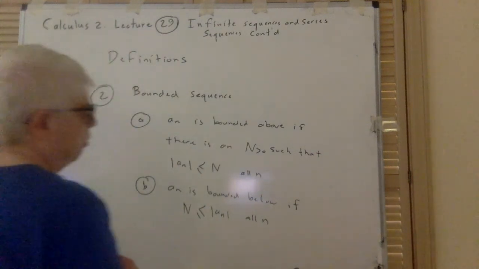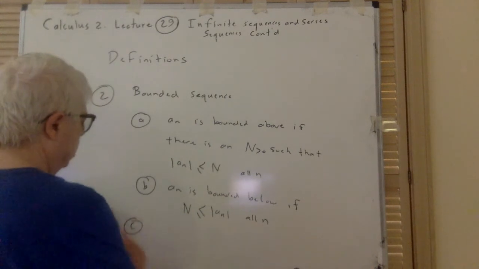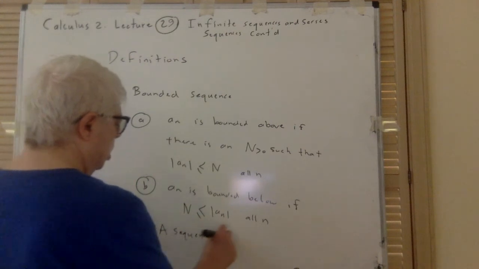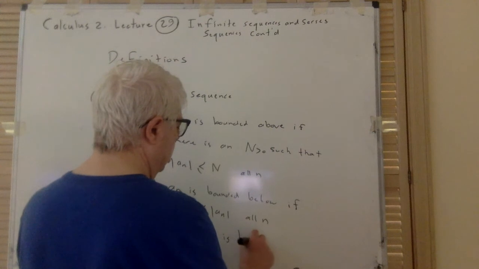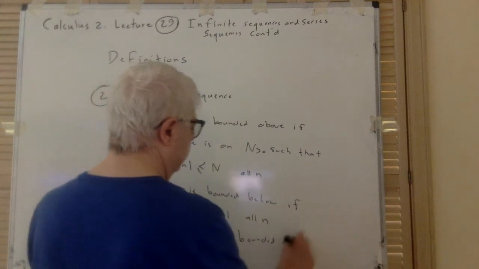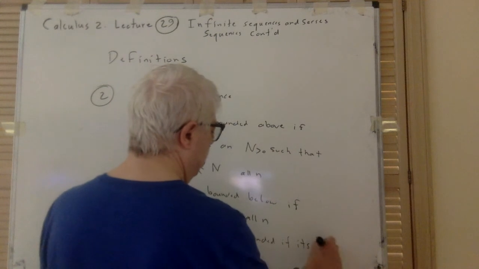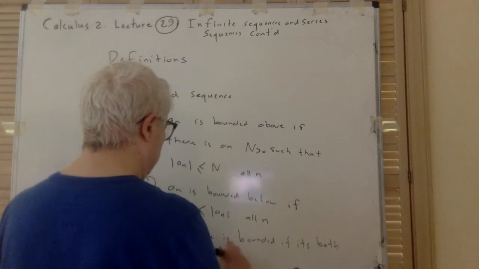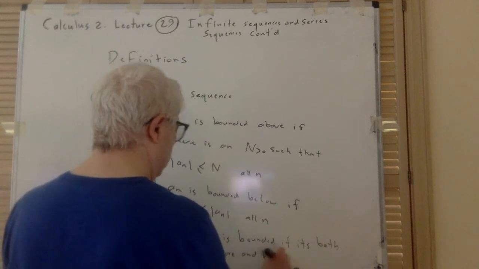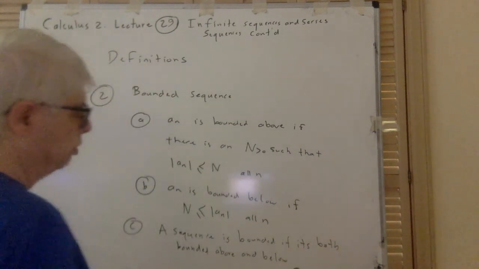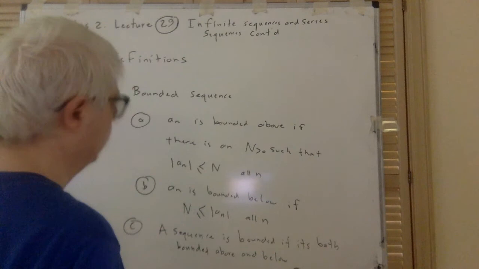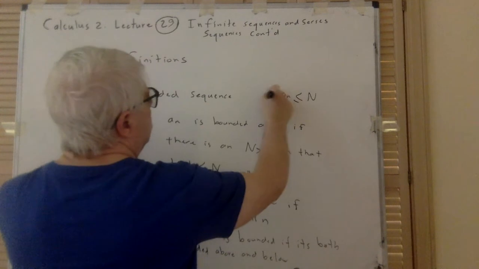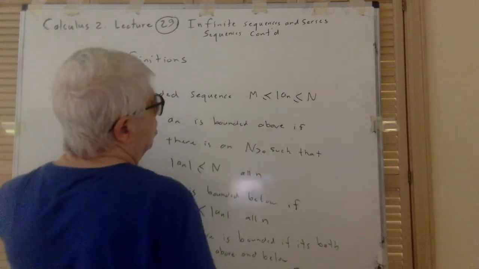This is bounded above and bounded below, and C, a sequence is bounded if it is both bounded above and below. Both bounded above and below. So bounded, in fact, means that I can write it here, a_n is less than or equal to some N, bigger than or equal to some, say, M. Okay?